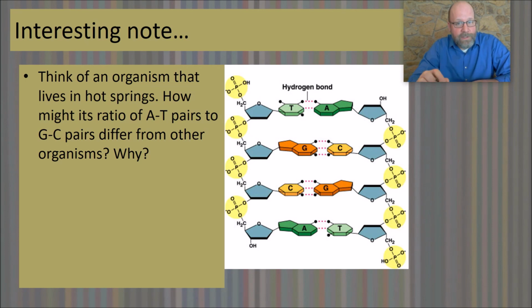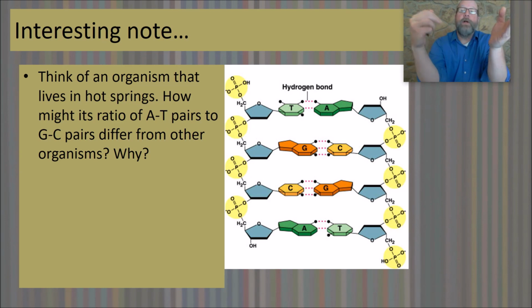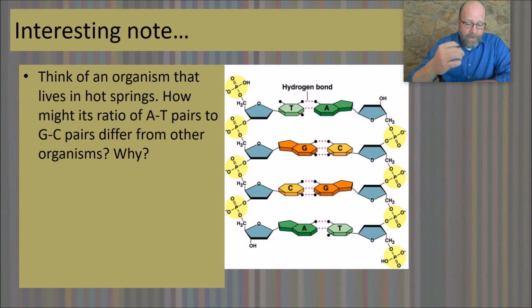So hopefully you said that you're going to get more G and C pairs in hot springs because they live at temperatures that can be near boiling. And so that makes it more likely for the DNA to denature. But if they have more hydrogen bonds holding those strands together, that makes them stronger. And that's exactly what we see with organisms that live in water that's near boiling. They tend to have a lot more G's and C's in their genome than A's and T's. And it helps to stabilize their DNA at those high temperatures.